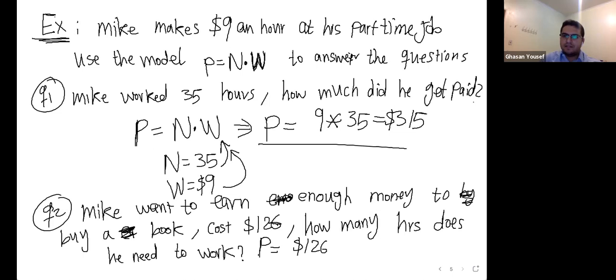B is 126. Let me change the color. So again, B is 126. And what is N? The question asks me about the N here. This is unknown. I don't know how much. I want to check it. Last thing, they told me that the W from here, see here, this is W, it's $9.